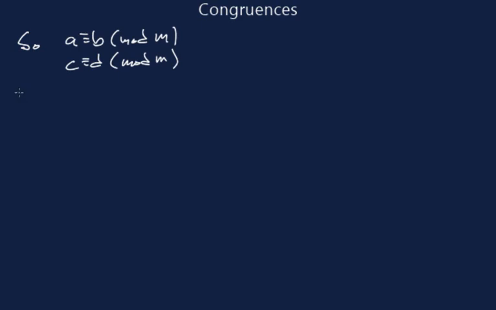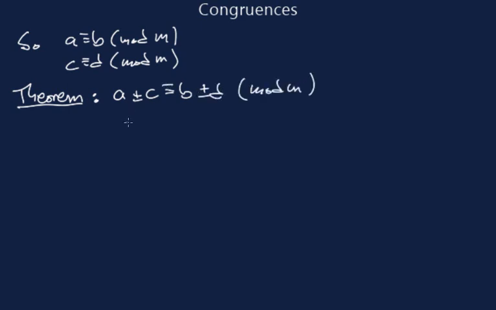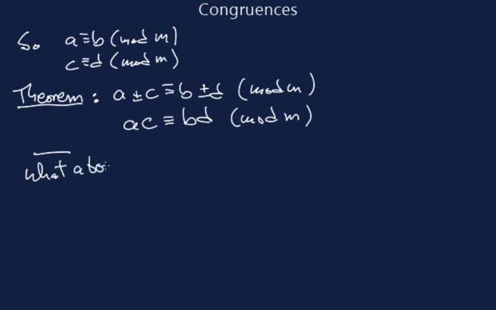Okay, so suppose A is equivalent to B mod M, and C is equivalent to D mod M. This is what I was just talking about, but I want to state it formally as a theorem. Then we conclude that A plus or minus C and B plus or minus D are equivalent, and A times C is equivalent to B times D mod M. I'm just summarizing what I talked about in the previous couple of slides.